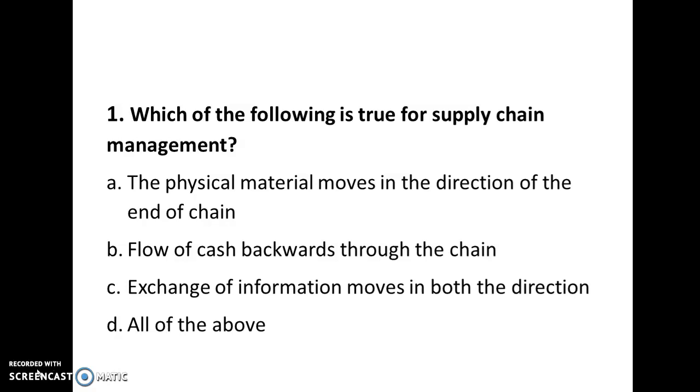Students answer these objective type questions by typing the question number and the correct option. For example, if you feel that option B is correct for 1, you type 1B.